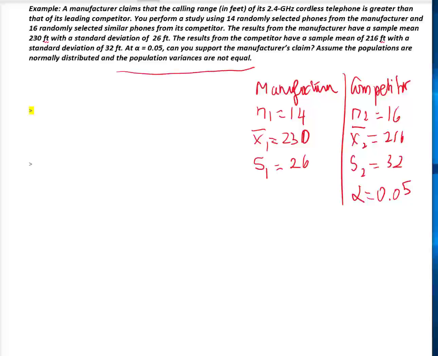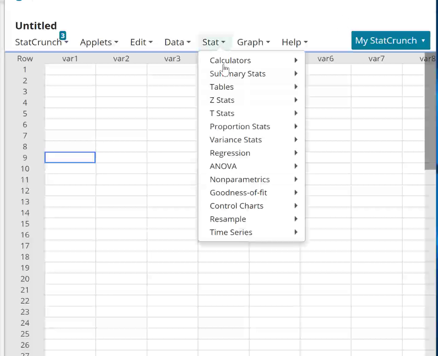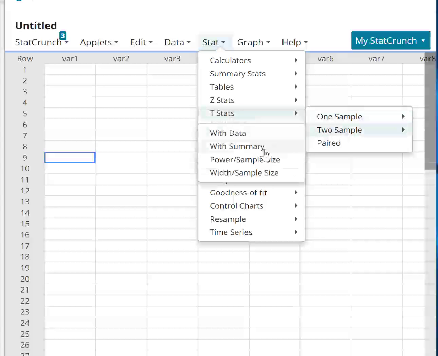When he gives you population variances are not equal, that means when you select the pool, you have to put no. And that's a hint for you that it is a t-test, 2-sample t-test, not a z-test. If he says population variances are equal, pooled will be yes. So let me show you how we can do this using Statcrunch. So you go to stat, t-stat, not z, not proportion, t-stat, 2 samples with summary.